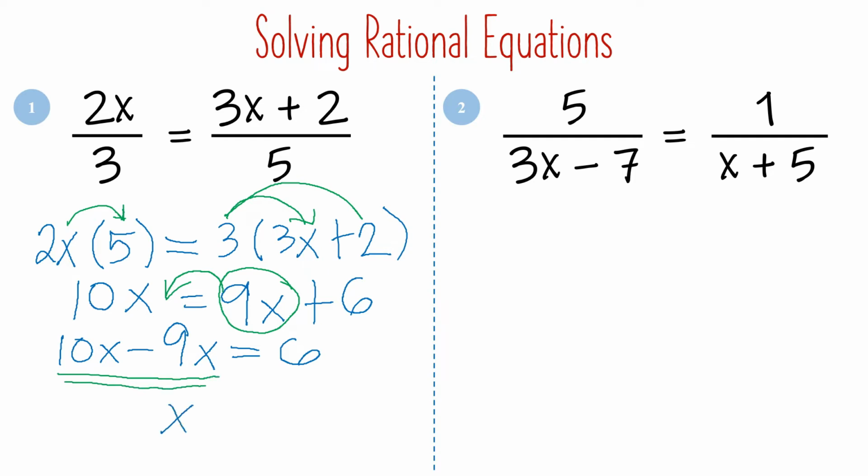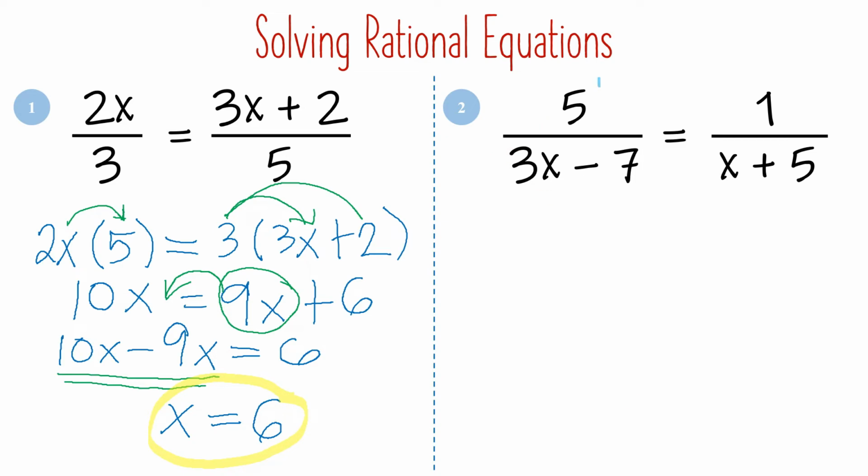That will be x because 10 minus 9 is 1. We are not writing 1x. We'll only write x. Then equals, ang natitira na lang sa kabila ay 6. So the answer is x equals 6. Let's try it to the second example. So again, to solve for this rational equation, just do cross multiplication.